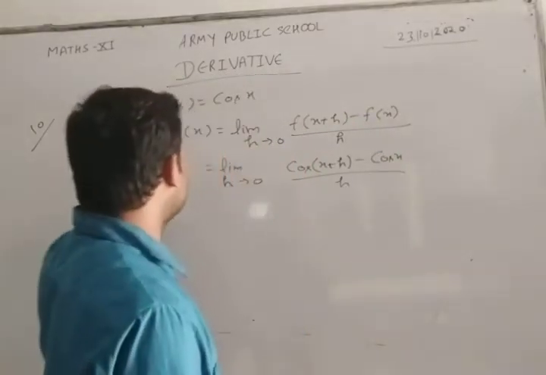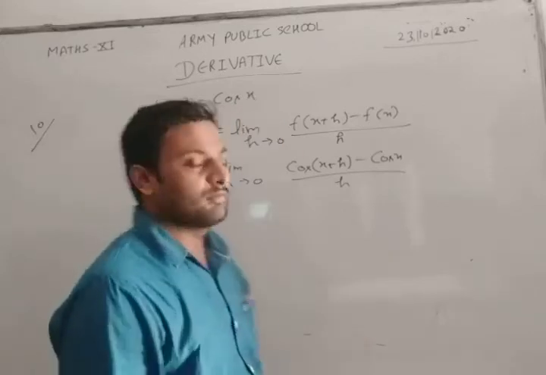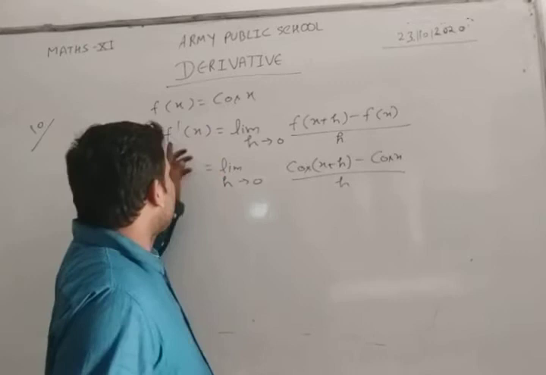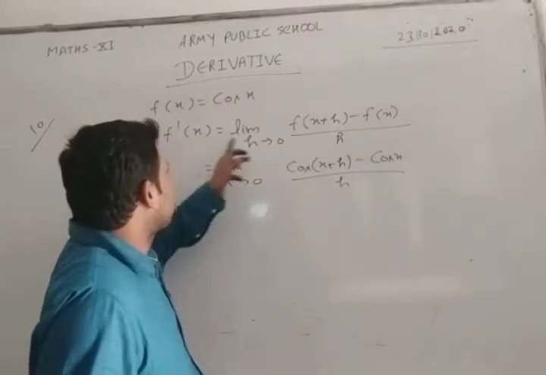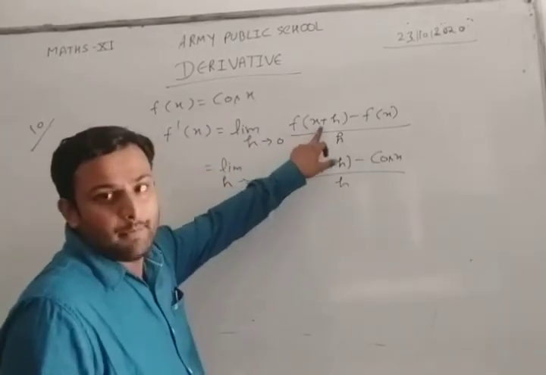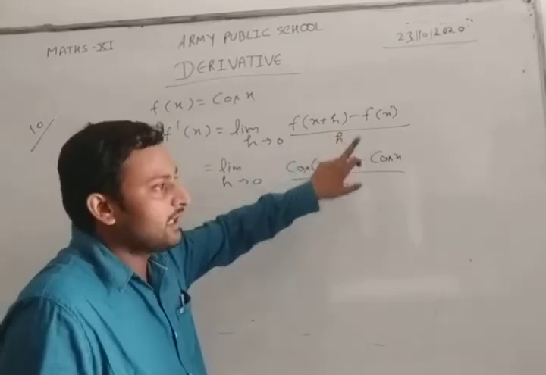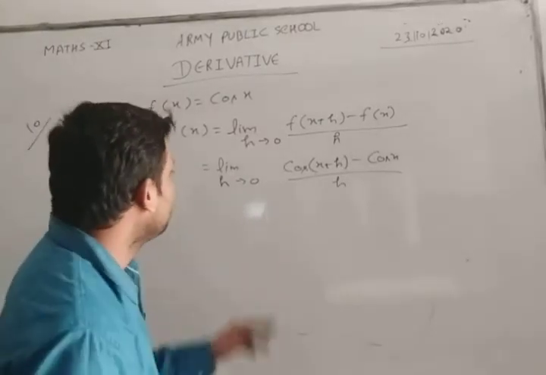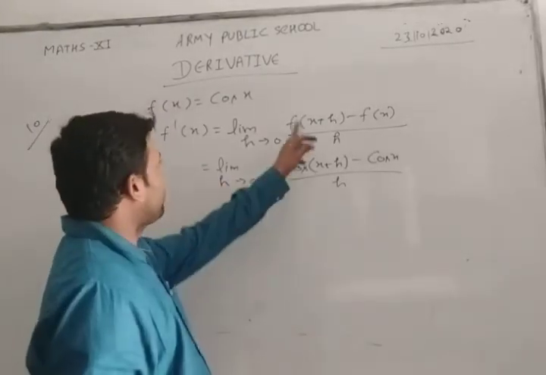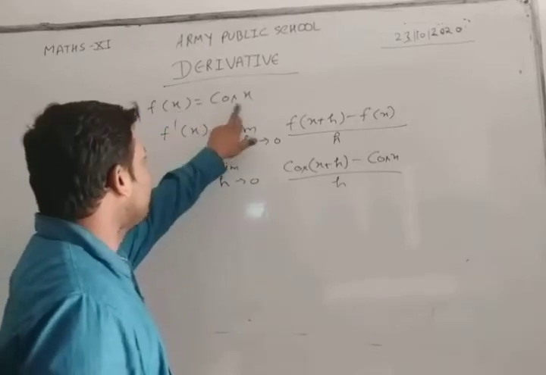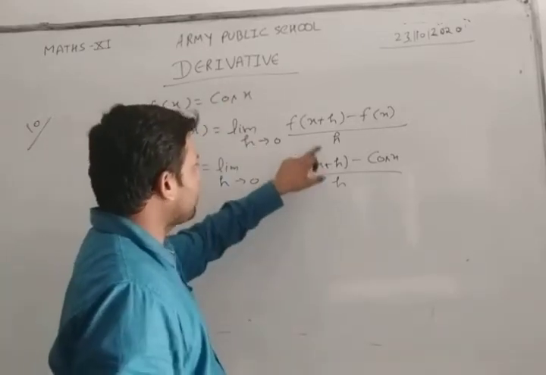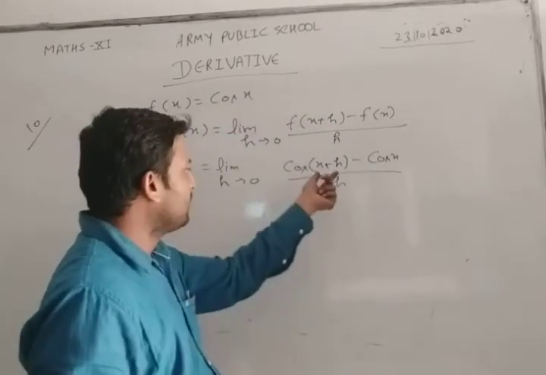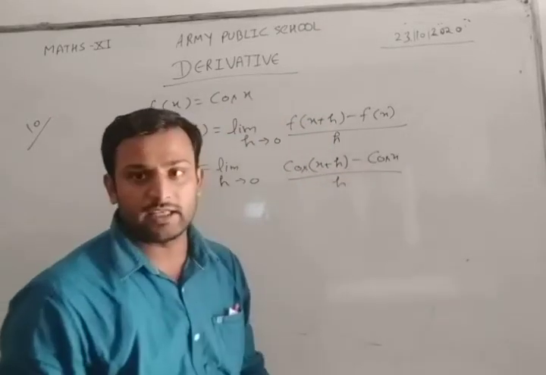So our first question is: find the derivative of cos x with the help of first principle. First we will write the formula: f'(x) is equal to limit h tends to 0, f(x+h) minus f(x) by h. Our function is cos x, so we write cos(x+h) minus cos x by h.